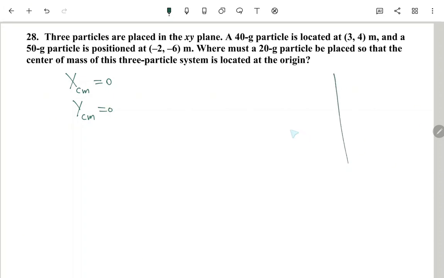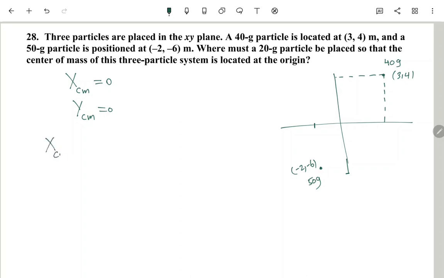Now, let's graph the situation. This is the 40 gram, located, assuming that this is 3 and this is 4. So this is 3 and 4. Now, for the second one, the 50 gram is located at -2 and -6, assuming that is -2. Again, this is a rough graph. -6 should be somewhere here, and this is the 50 gram at position -2, -6, and where a 20-gram particle should be placed in such a way the center of mass of the three-particle system is located at the origin. So X center of mass equals 0, Y center of mass equals 0. We would like to find where we should place a 20-gram object.